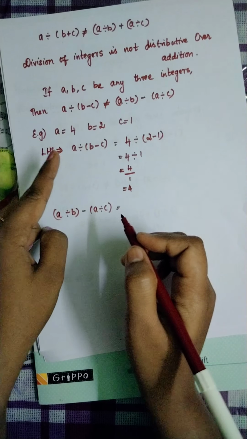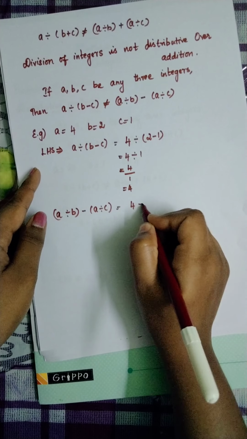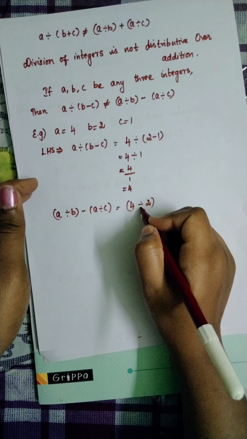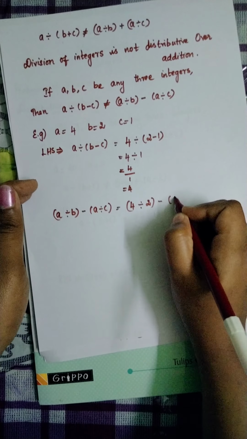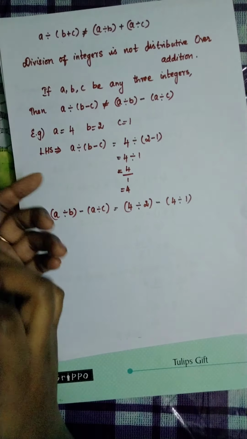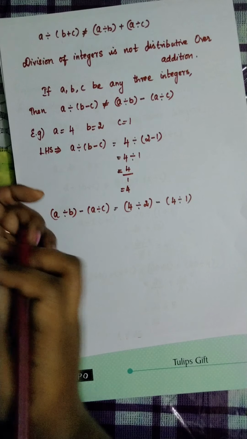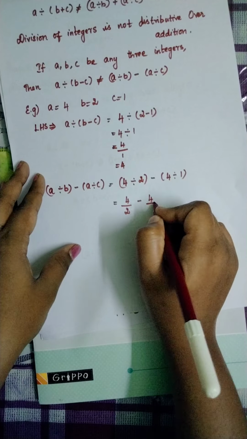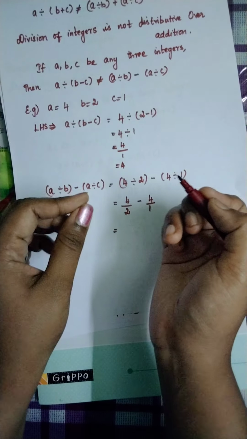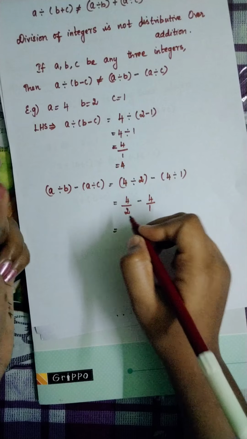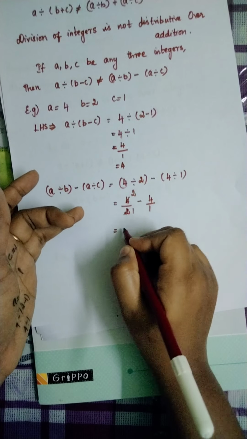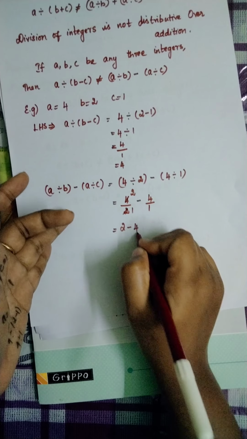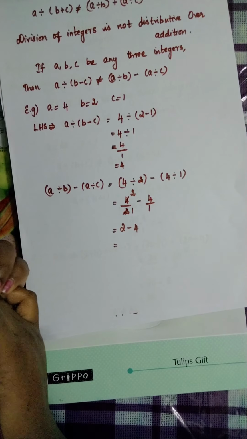What is the value for A? The value for A is 4. 4 divided by the value for B, which is 2, minus 4 divided by 1. So 4 divided by 2 minus 4 divided by 1. What is 4 by 2? Say the 2 table: 1, 2 is 2 and 2 2s are 4. Yes, 2. So 2 minus 4 by 1. What is 4 by 1? Yes, 4. Next, 2 minus 4.